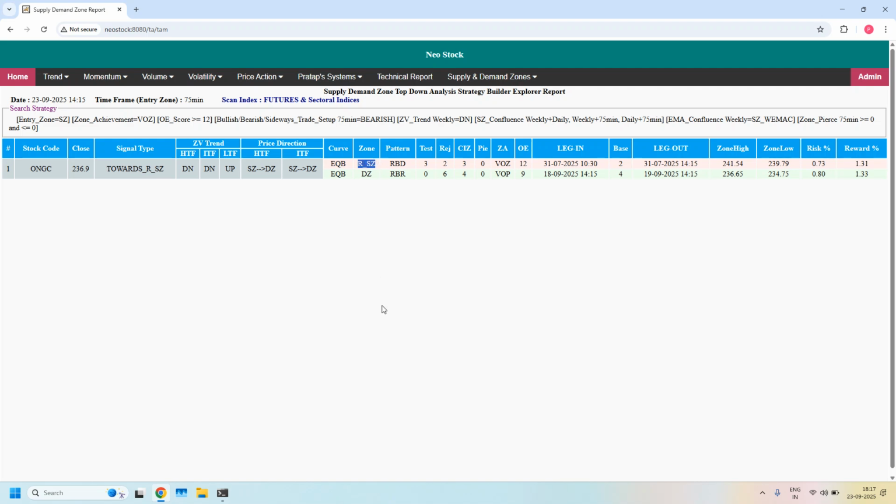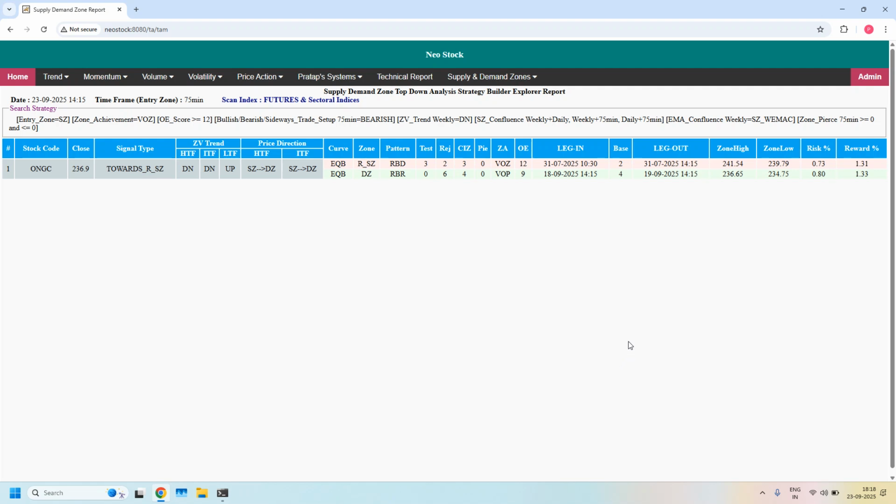That's why this 75-minute supply zone has more high probability to get success, provided lesson 20 checklist items are satisfied. Otherwise, higher chances of zone violation. And moreover, it already gave 3 times success. 3 tests it gave, 3 times opportunities it gave. Okay, this is a bearish trade setup for weekly income trade. We have completed weekly income trade reports.